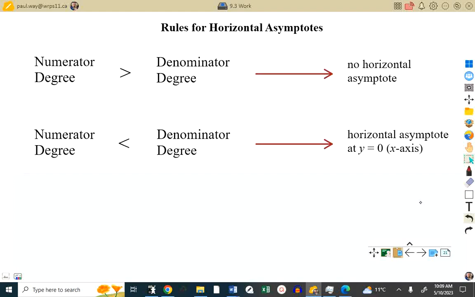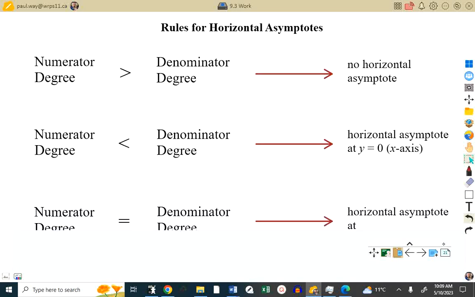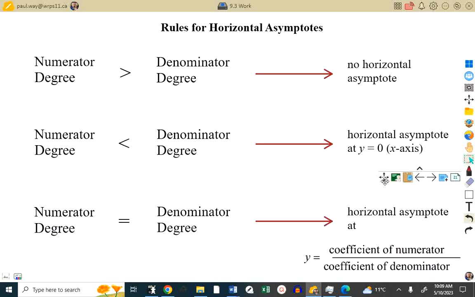When you take a look at the third one, g of x, the degree on both of them are the same. And when that's the case, the horizontal asymptote will be at, now you can add something here if you need to, but I'm saying at the coefficient of the numerator over the coefficient of the denominator. I'm talking about the coefficient of the highest degree terms.